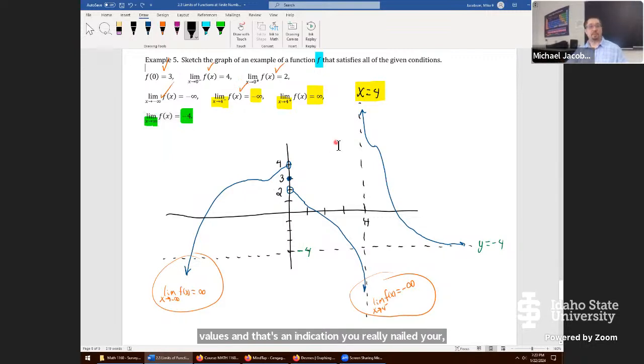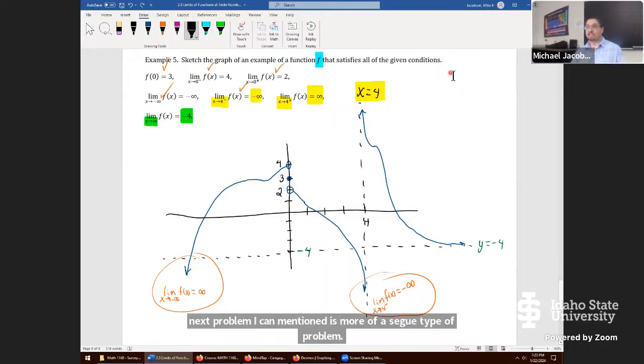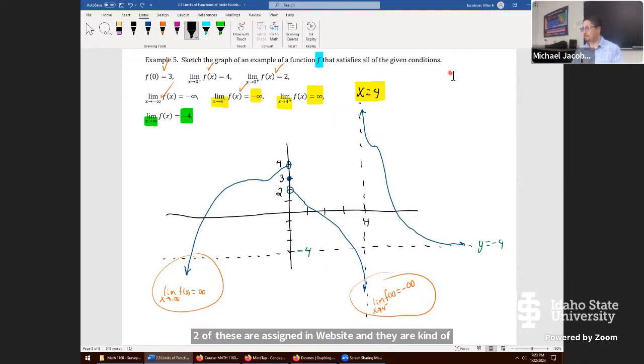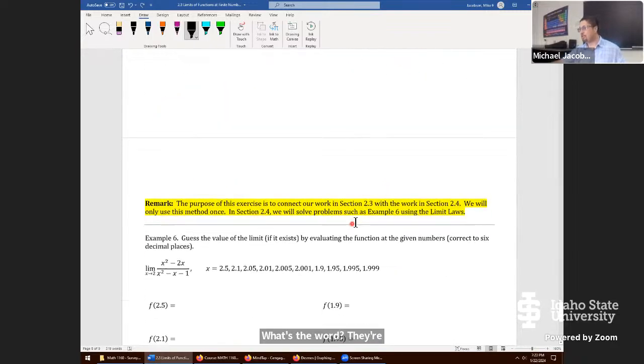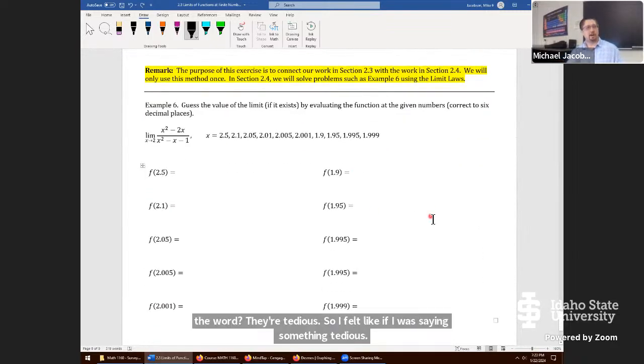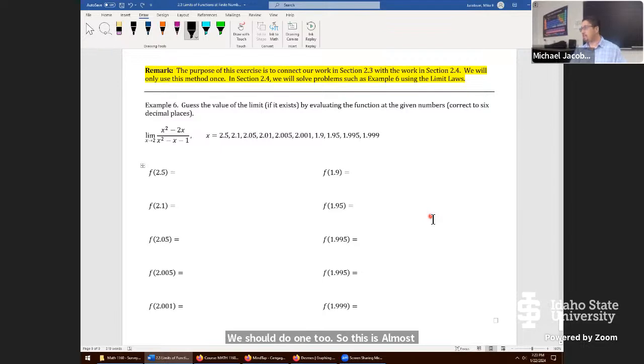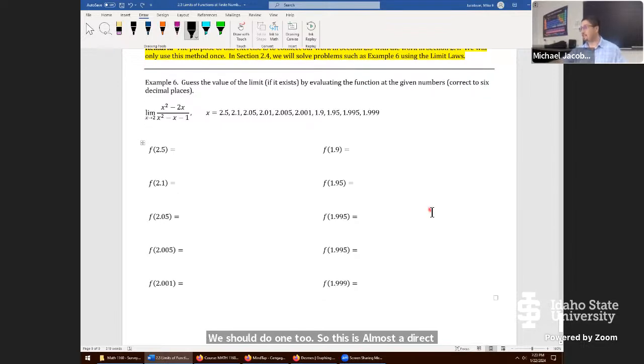Well, I think we're ready for the next problem. And the next problem, like we mentioned, is more of a segue type of problem. 2 of these are assigned in WebAssign, and they are kind of tricky. Well, it's not that they're tricky. What's the word? They're tedious. So I felt like if I'm assigning something tedious, we should do 1 too. So this is almost a direct replication of how it would look like in WebAssign.